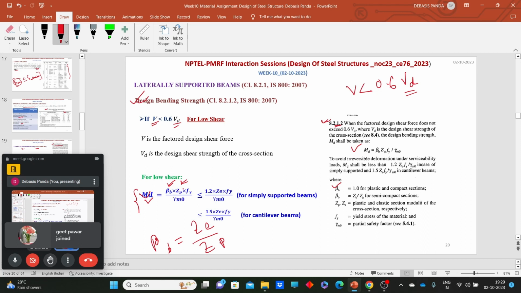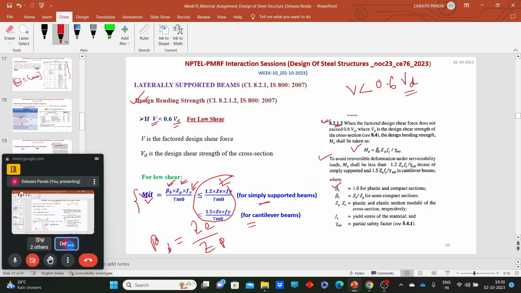What is the value of ZP? ZP is nothing but the plastic sectional modulus. Fy is the yield strength, and gamma m naught is the partial safety factor. Now these values should be less than or equal to 1.2 times ZeFy by gamma m naught for simply supported beams, and for cantilever beams we need to check it against 1.5 ZeFy by gamma m naught. Now why are these two checks needed? Because the code says so, to avoid irreversible deformation under serviceable loads.